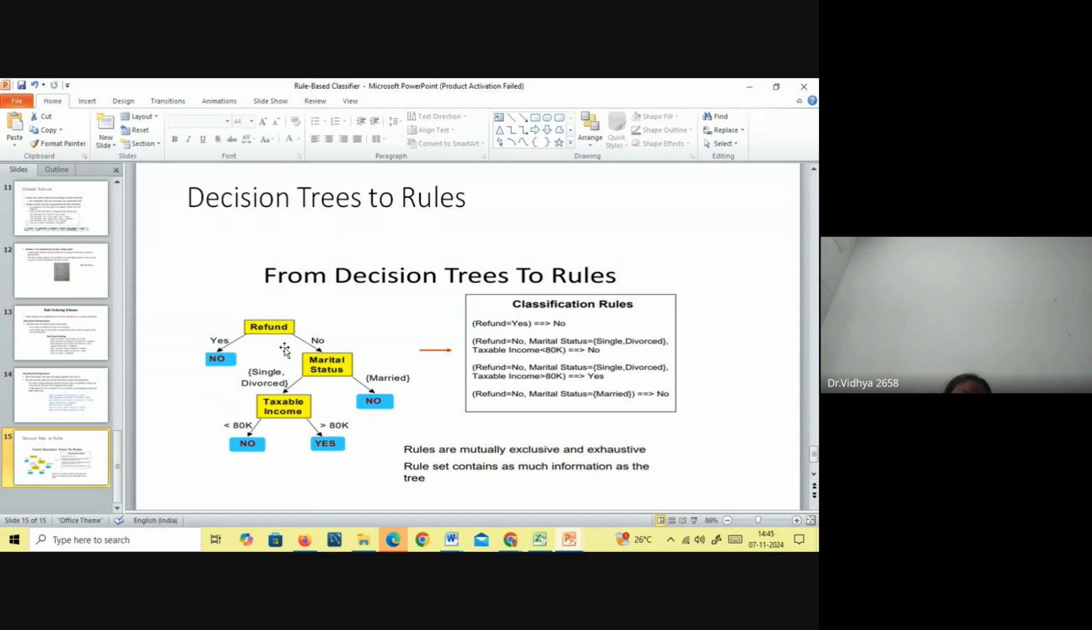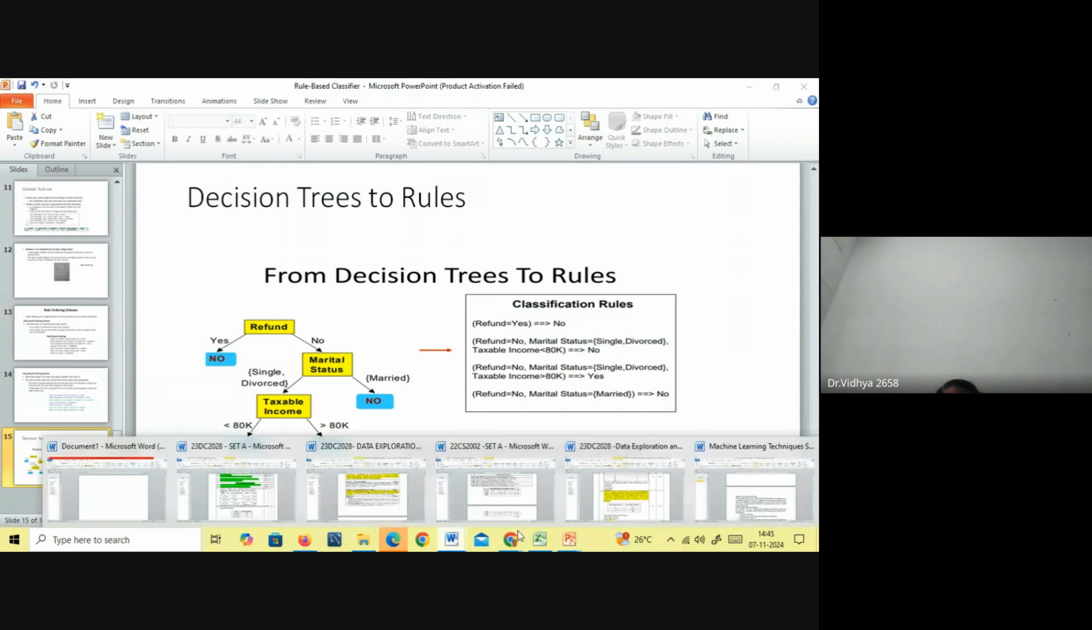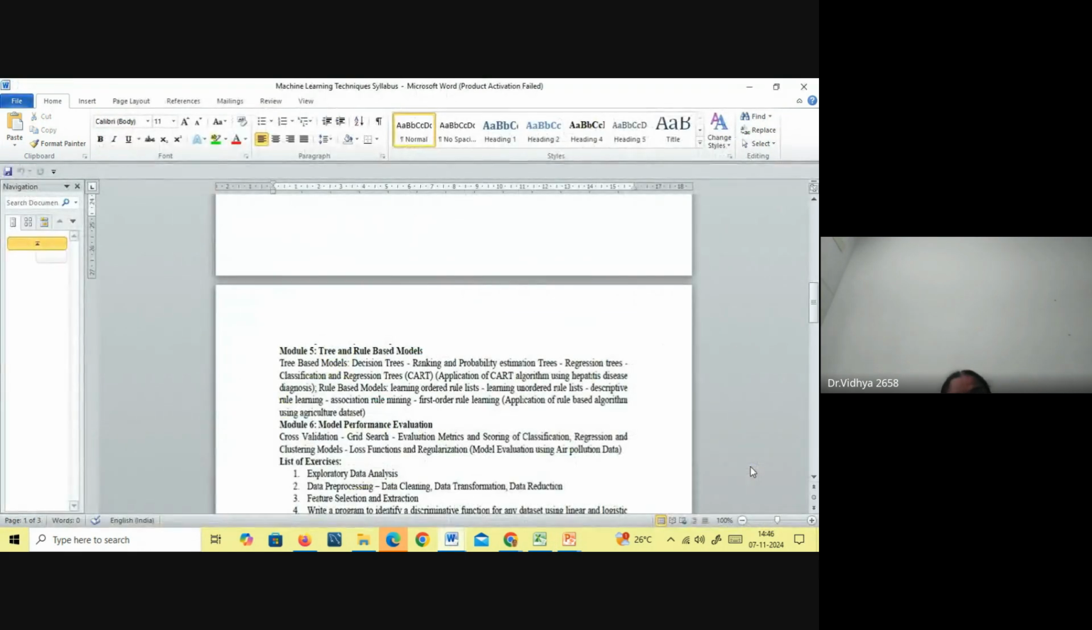In the next class we will learn the next topic from module 5, like decision trees and also regression trees. The decision tree outline we have seen, but regression trees we will see in the next class. Similarly, the rest of the other parameters will also be examined.